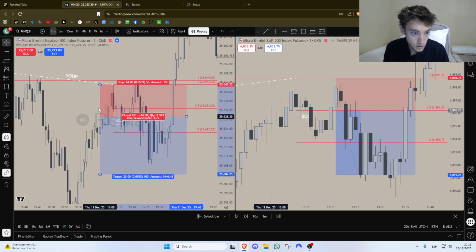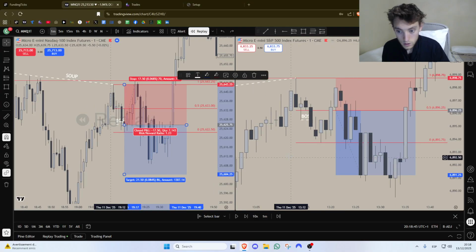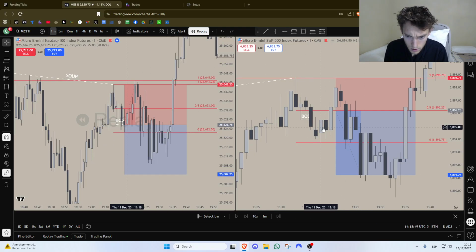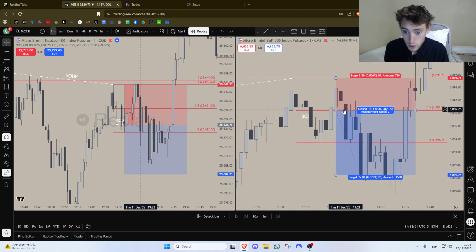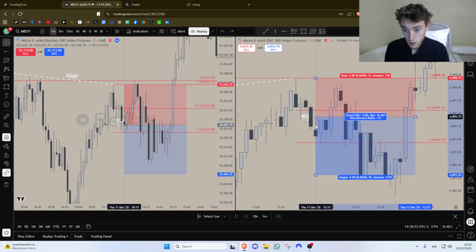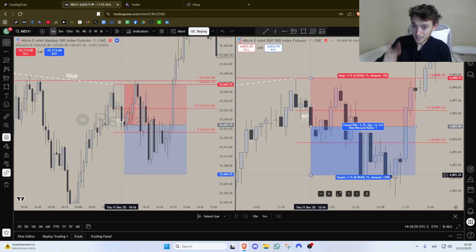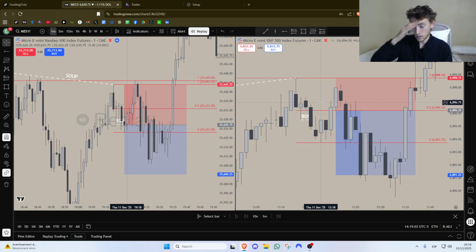So for this one, it would be for example, okay, no, sorry. We entered on NQ. So for this one, it happens to be a 2 to 1, because this is where the breaker structure is. That's a 1 to 1. So the take profit's going to be at the same level, but I will set a limit order at the 50% of this high to this low.